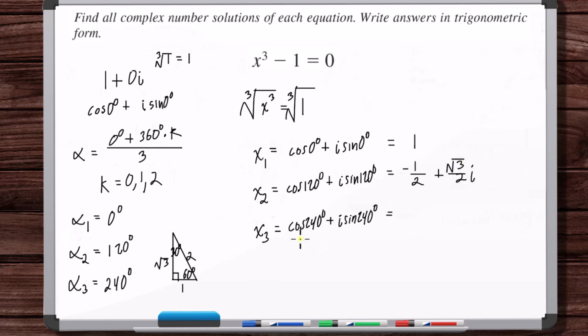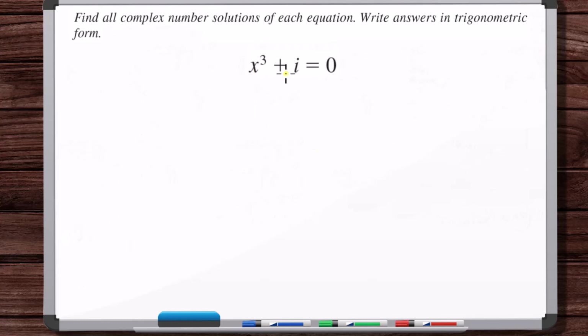240 is in the third quadrant, reference angle 60 degrees. So cosine of 240 is minus 1 over 2, and sine of 240 is minus root 3 over 2. And there we go, there are the 3 solutions. If you cube any one of these, you're going to get 1, which means that if you plug it in here, you're going to get 1. 1 minus 1 is 0.